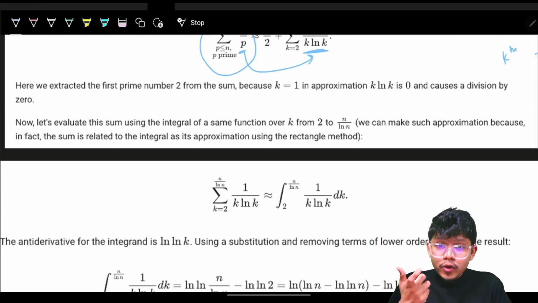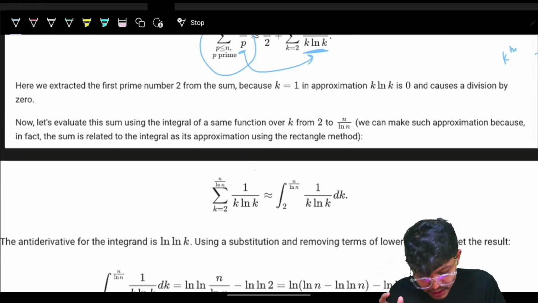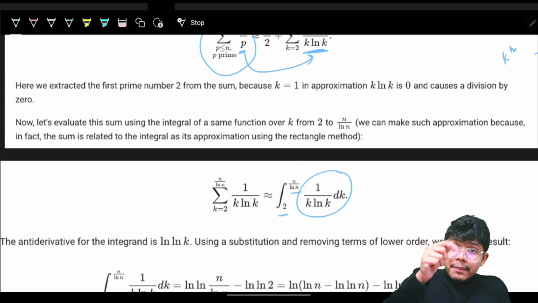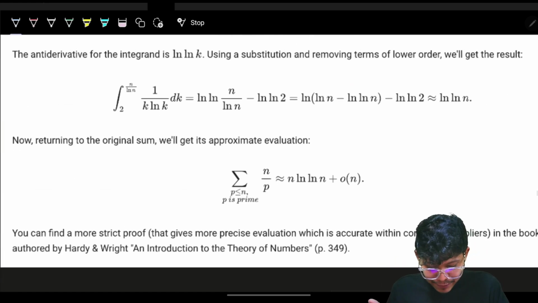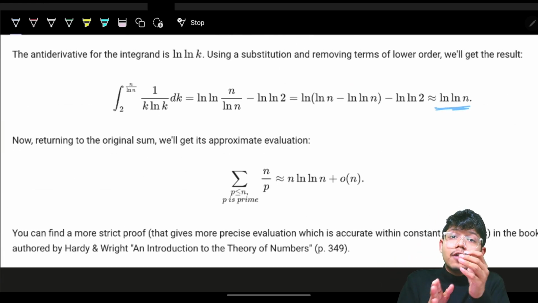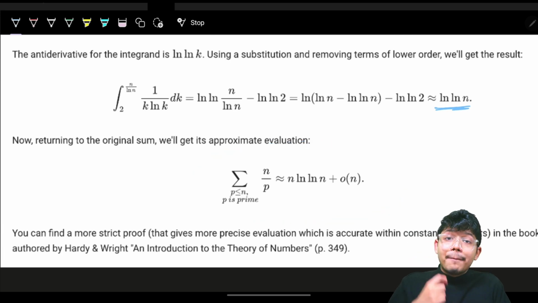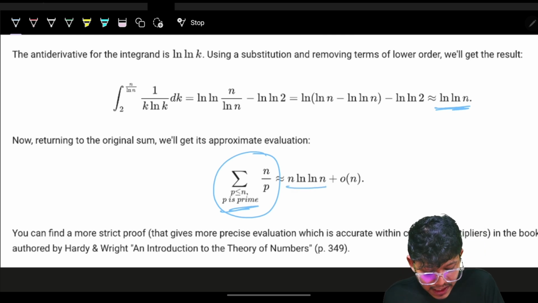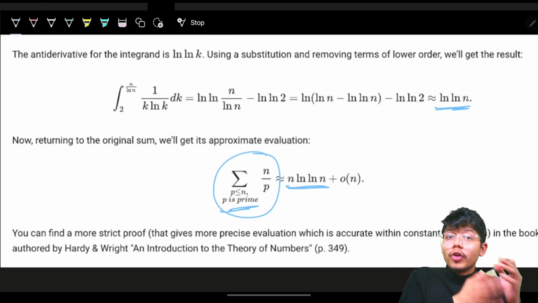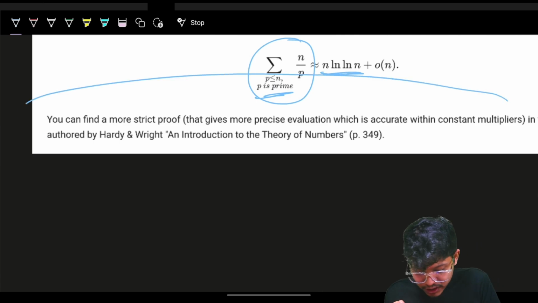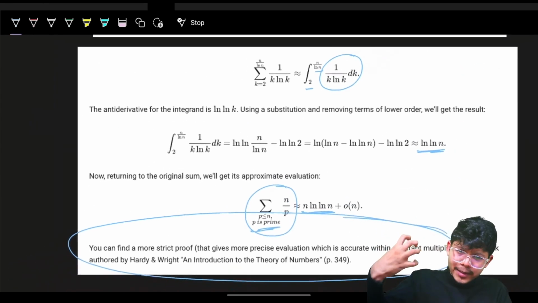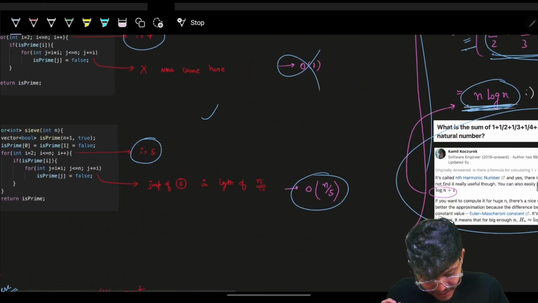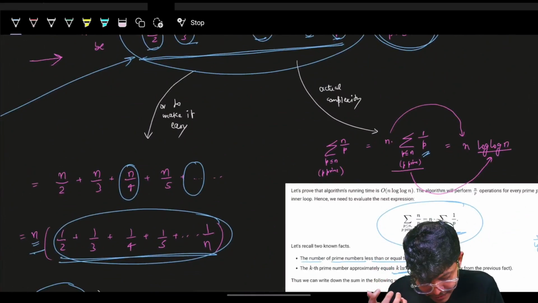Now if I have to solve this portion, it becomes a simple integral question, which means integration from 2 to n of 1 by k ln k. Now integration, if you want to know, good. If you don't want to know, it will simply land back to ln of n. And that's how I can say the summation of n by p, where p is all the prime numbers, will be n into ln of n, which means n log log n. If you want to read the entire proof, please pause this and read it, the entire proof is written in this book itself. So now we have derived that the complexity of this entire sieve is O of n log log n.